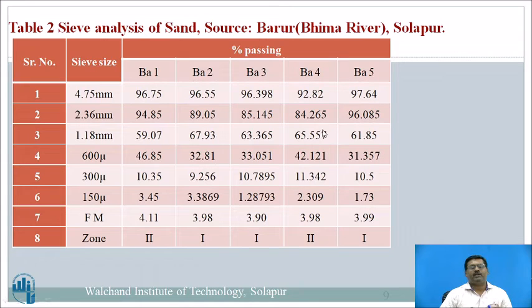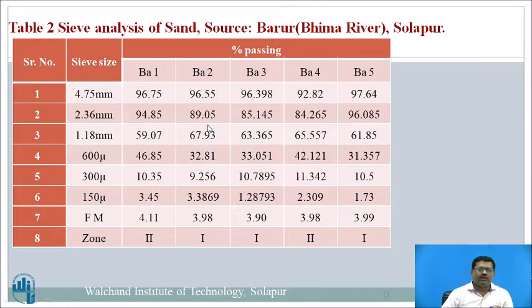Now let us see the percentage passing. The sieve analysis of the sand is shown here. For Barur, 5 samples are collected from these 5 guts, and the sieve sizes and percentage passings are given here. BA1 to 5 are the designated samples. Now the percentage passings are matched with the different zones. BA2, 3 and 5, that is the second, third, fourth and fifth samples, belong to zone 1.